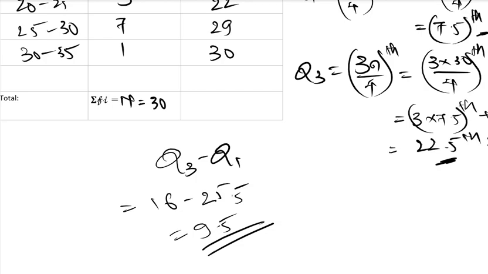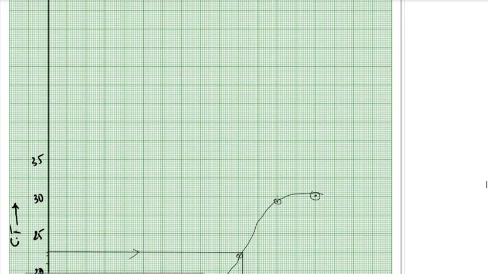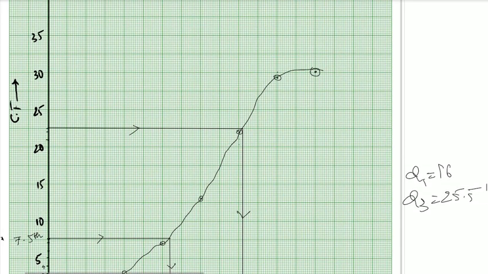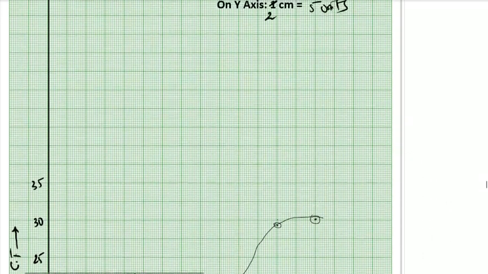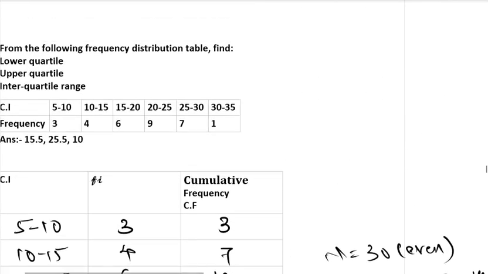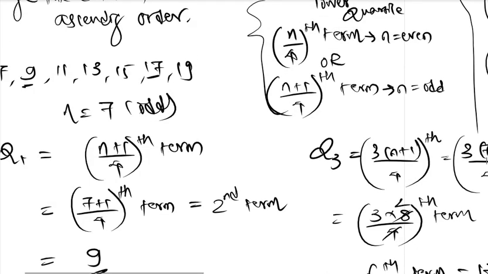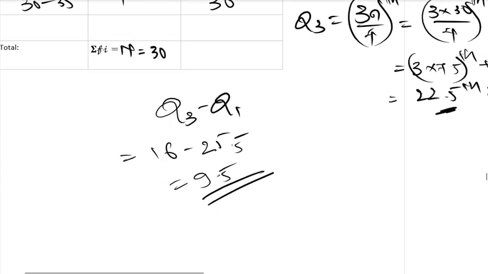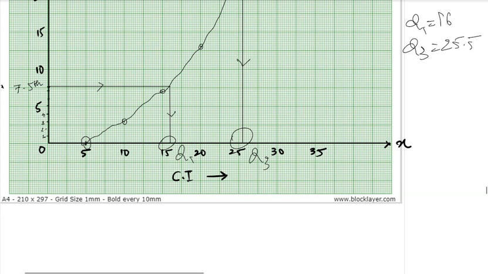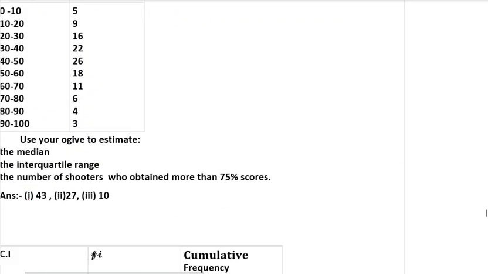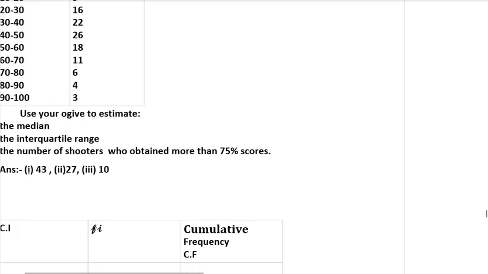So we almost got all the marks out of this question: plotting the ogive, finding Q1, Q3, and the interquartile range. So now you know what the interquartile range is and how to find it for raw data using the formula, as well as for grouped data using the ogive. I think this is the last question for part 3, not for the chapter, I'm sorry. This is the last question.